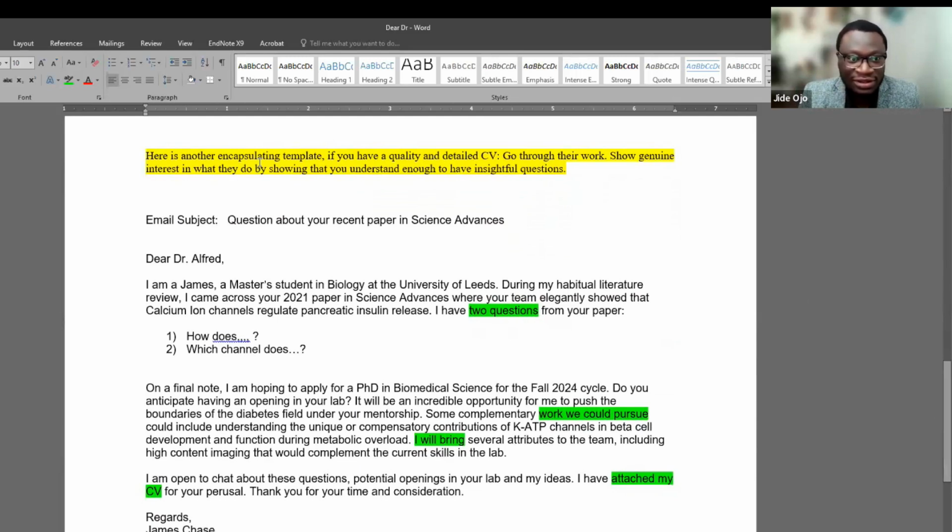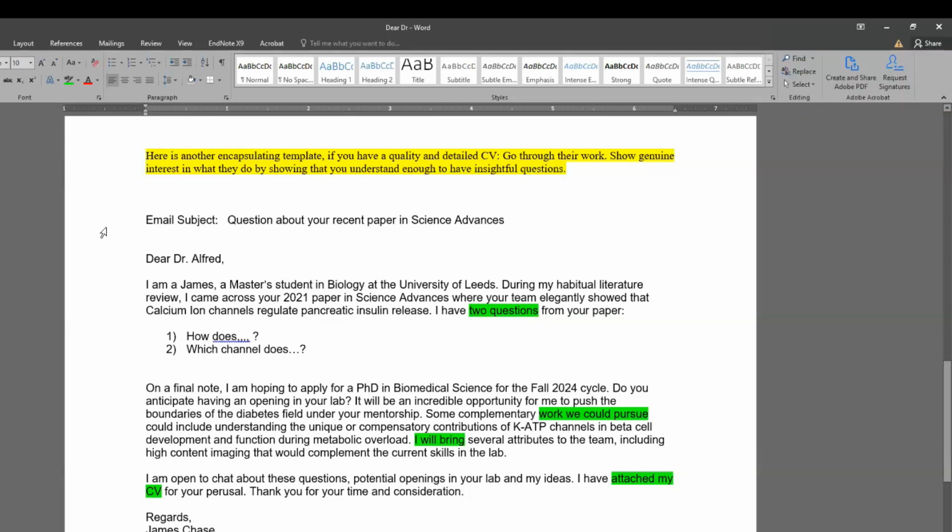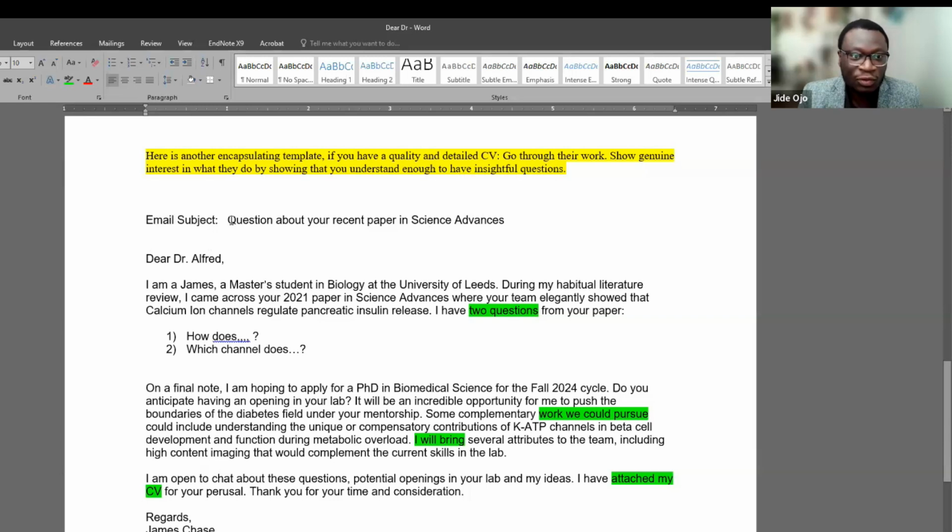So like I said, here is another template. If you have a quality and detailed CV or experience, you can go through the work of the professor. Then you can show genuine interest in what they do by showing that you understand enough to have insightful questions. Okay, so this was the email subject: question about your recent paper in Science Advances.